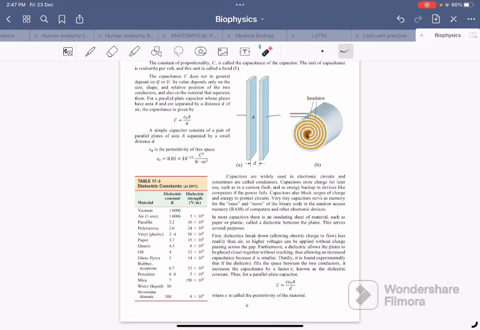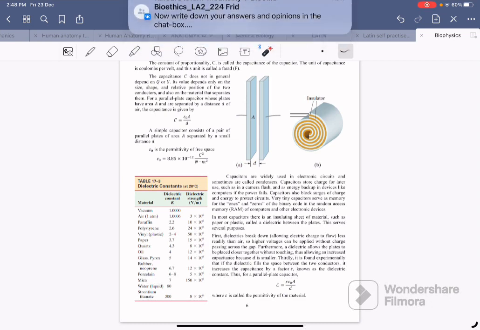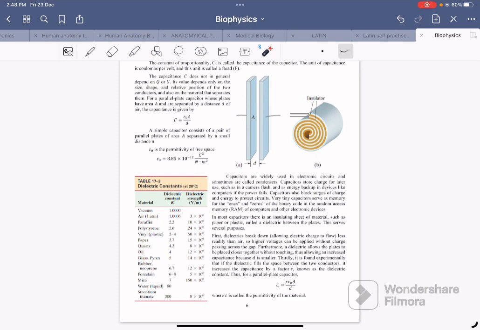The simple capacitor consists of a pair of parallel plates of area A separated by a small distance d. Epsilon naught is the permittivity of free space. It is the permittivity of free space. Permittivity is the allowance of the electric field, whether it is going to be smoothly allowed or whether there is going to be some hindrance. It all depends on the value of epsilon naught.